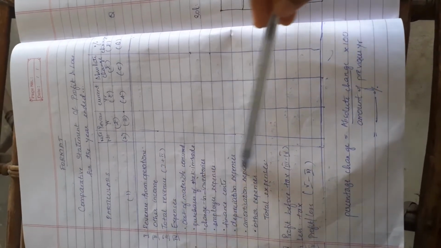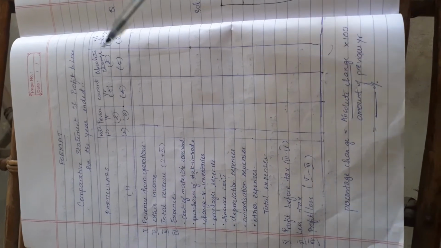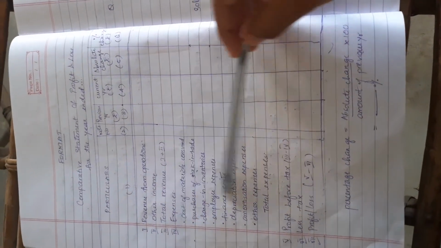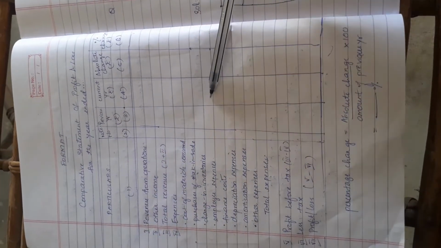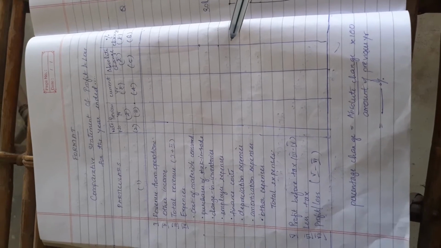So you will prepare your profit and loss as I said earlier. Then you will be writing your previous year value, current year value, and start comparing. This form of comparison is called horizontal analysis.